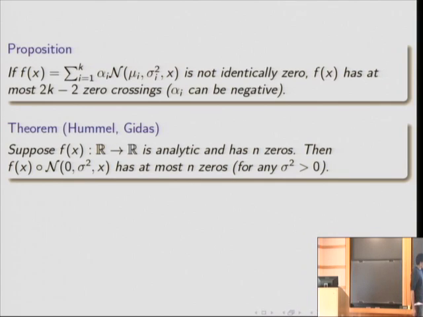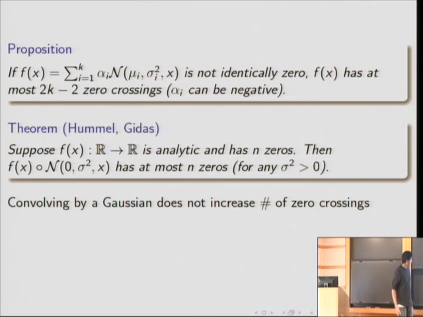This theorem of Hummel and Gidas tells us that when we take a function f of x on the real line, and we convolve it by a Gaussian, the resulting function does not cross the 0 axis more times. If it had at most n 0 crossings, then this new function will have at most n 0 crossings counted with multiplicity. So convolving by a Gaussian does not increase the number of 0 crossings.